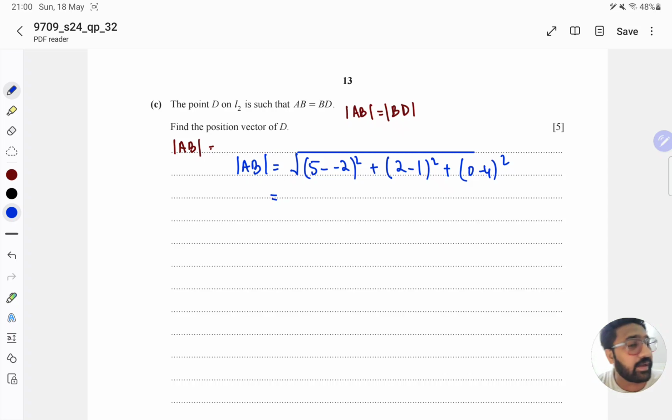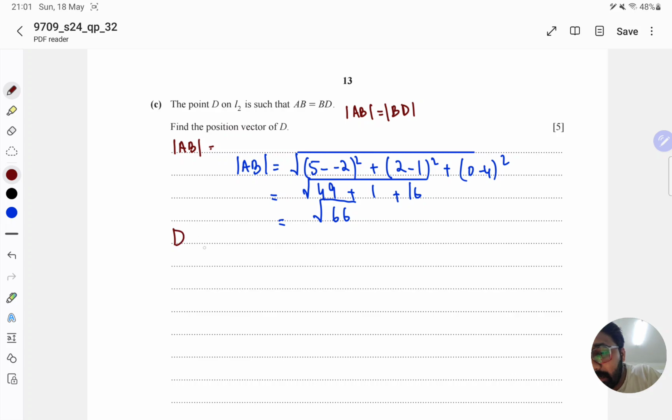So if I simplify, it will become 7 square, 49. This will be 1 and this will be 16, and the square root on top. So 49 plus 1 plus 16 is 66, square root. So D lies on L2, he says that D lies on L2. So we are going to use the equation. Let me write that D lies on L2.